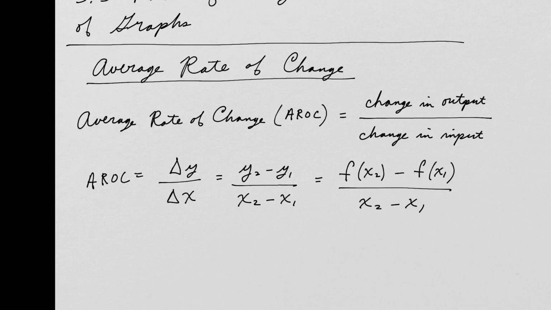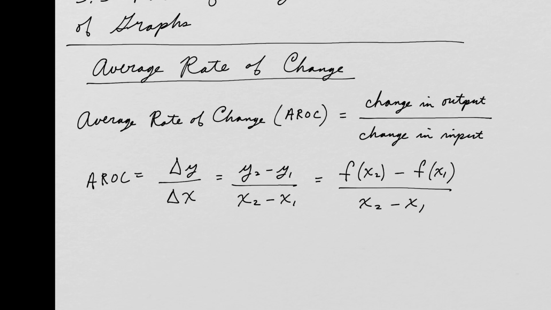So you may recognize this, right? The average rate of change is basically the slope of the secant line that connects those 2 points. So if you were to graph this and connect the 2 points, what we're doing is calculating the slope of the line that connects those 2 points. Okay, so let me give you an example.